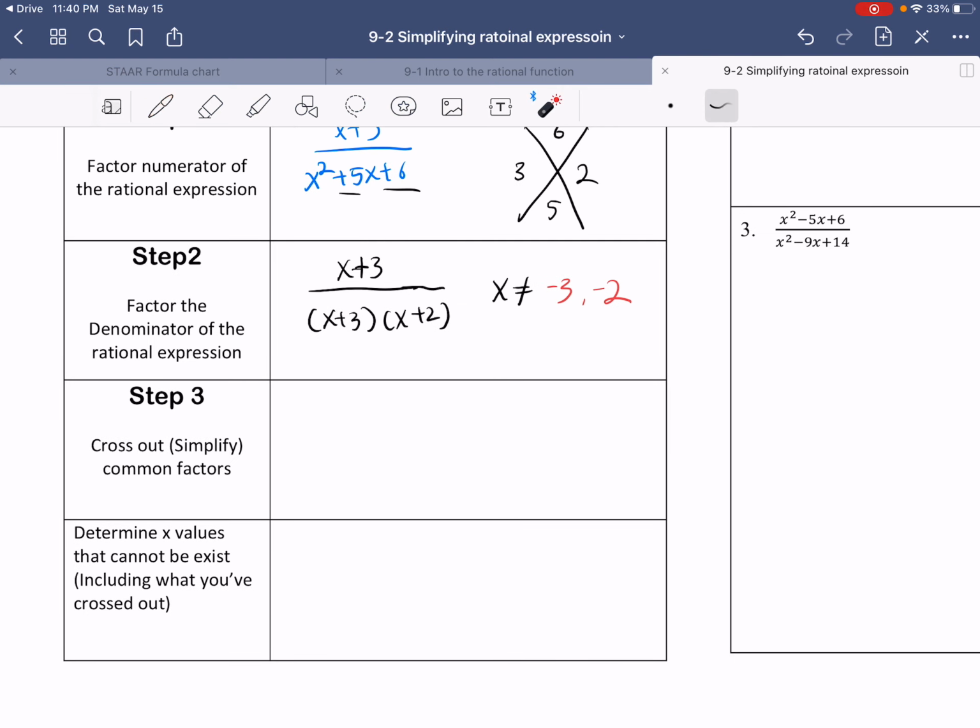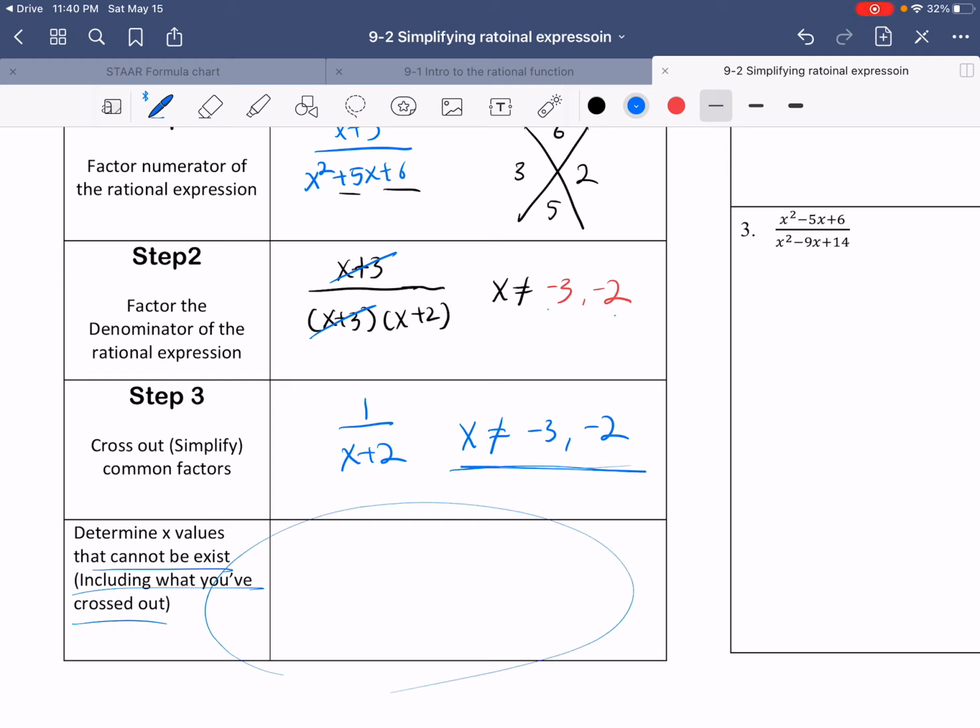Step 3, cross out common factors. So do we have a common factor here? Yes, we do. We have x plus 3 on the top, x plus 3 in the bottom. So we are going to cross that out, which leaves us 1 over x plus 2, where x cannot be equal to negative 3, comma, negative 2. So determine the x values that cannot exist, including what you have crossed out, which is negative 3 and negative 2. So we already did it here.